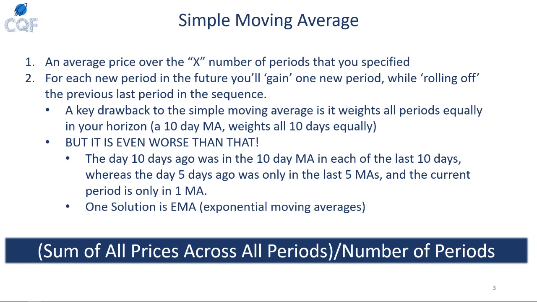But it's even worse than that, because if you think about the SMA and how it rolls one day at a time, the last day is only in one SMA. It's in the most recent simple moving average. But if you have that 20-day SMA, that day 20 days ago, so almost 3 weeks ago, is now embedded in 20 different SMAs. So that day is very powerful, whereas the most recent day is not very important in the SMA.